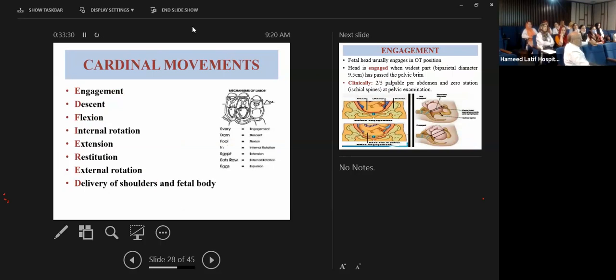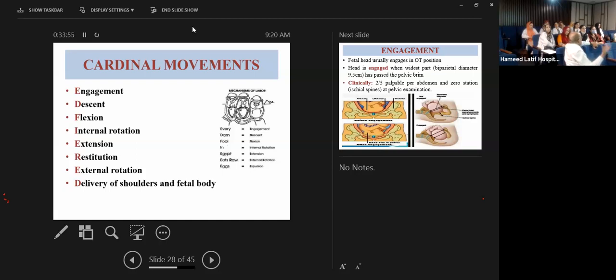Recently, in 2021, a paper came out in the American Journal of Obstetrics and Gynecology. It is 4 movements, not 7. That is the title of the paper. It's 4 movements, not 7. Because traditionally, even now, the movements described are these.